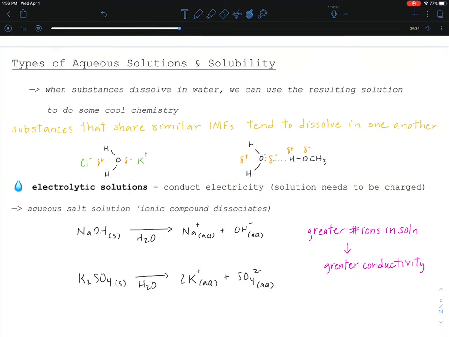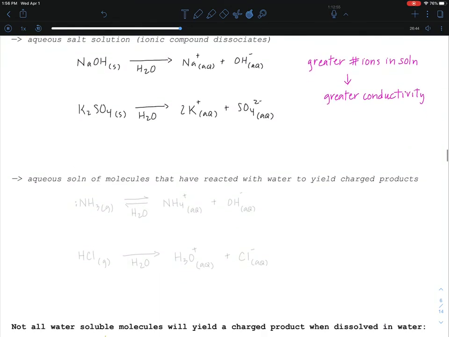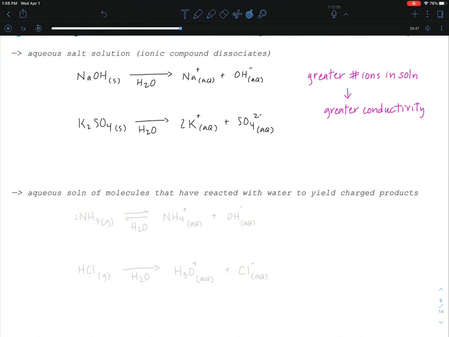Do you have to always have a salt, or an ionic compound, to generate an electrolytic solution? Nope. So again, we haven't covered acid-base chemistry yet, but I'm going to give you a quick example right now of a situation where you can take a molecular compound and allow it to react with water, not just dissolve, but also react with water, and the product that you get has charge. So if the product that you create is a solution of charged particles, then yeah, you can also conduct electricity through that. You can conduct electricity through vinegar solution.